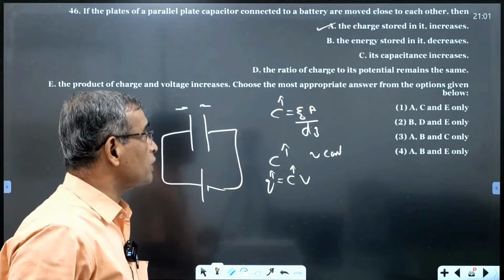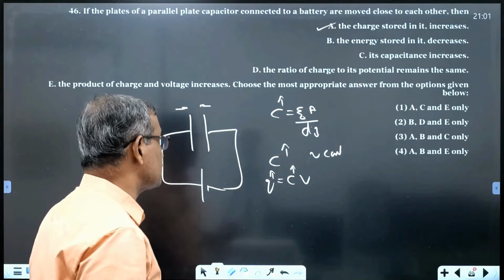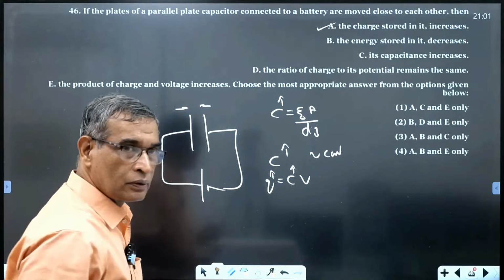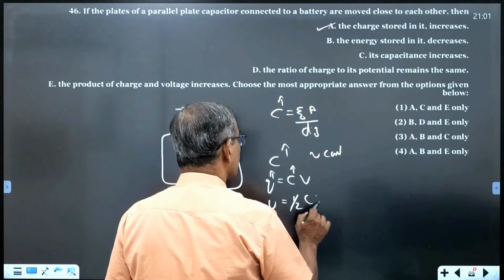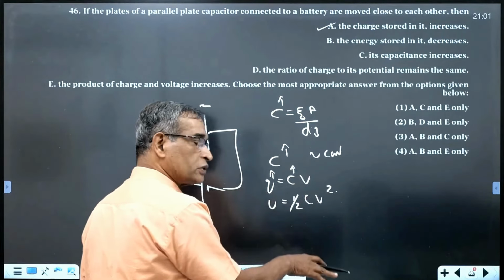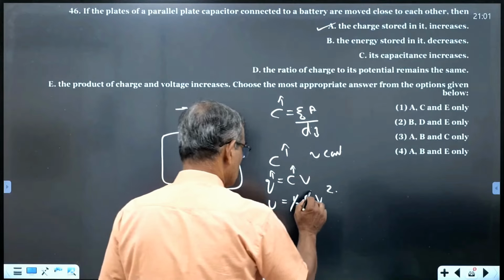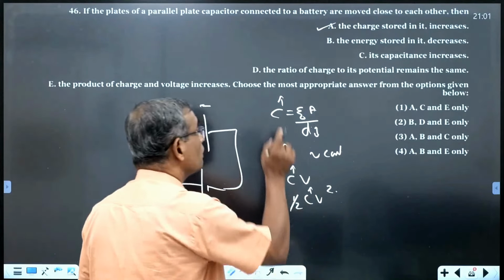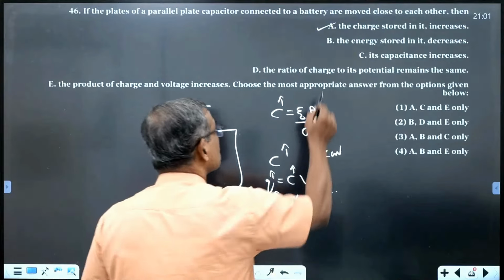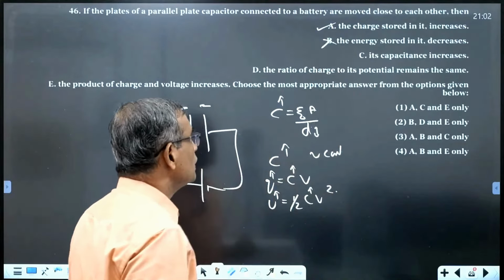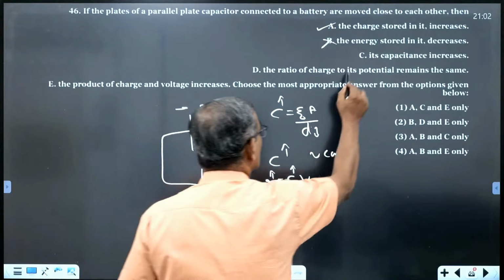Energy stored in the capacitor decreases. Let us see, what is the energy? Energy, you know, is half CV squared. Here V is constant and C increases. Therefore, U increases. But in this option it says energy stored decreases, so it is wrong. Now, capacity increases. That is true.